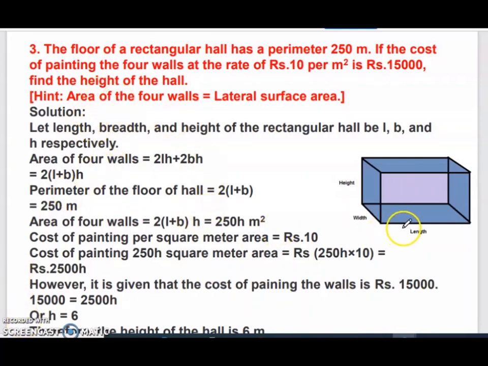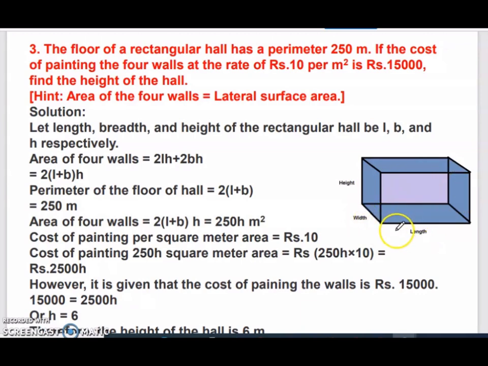So the floor of a rectangular hall has a perimeter of 250 meters. If the cost of painting the 4 walls at the rate of rupees 10 per meter square is 15,000 rupees, find the height of the hall.